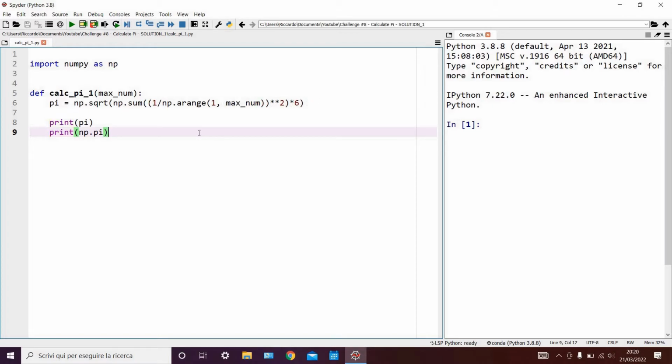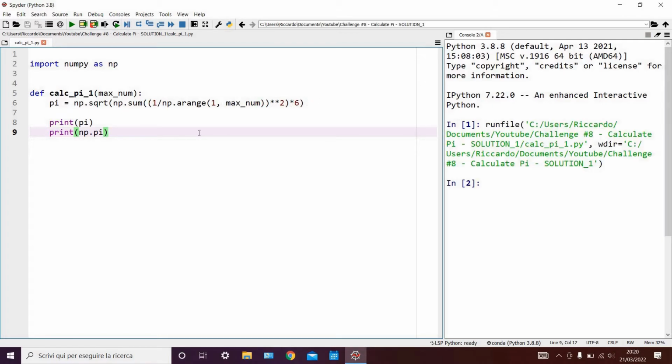Now we can run our code by pressing the F5 key, and then by calling our function on the right-hand side, so calc_pi_1, we can calculate an approximation of pi using a maximum value of, say, 500 million.